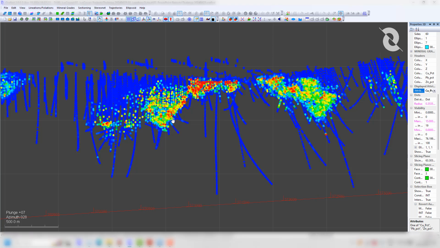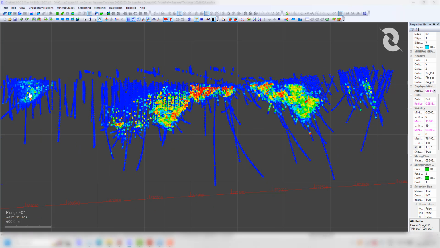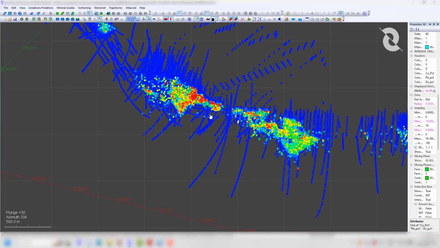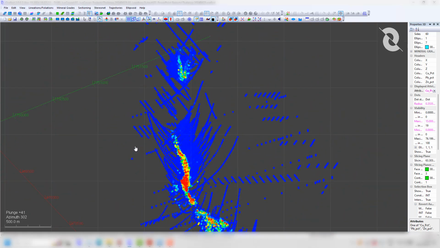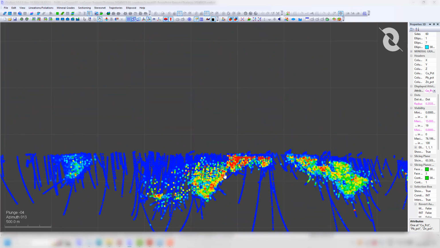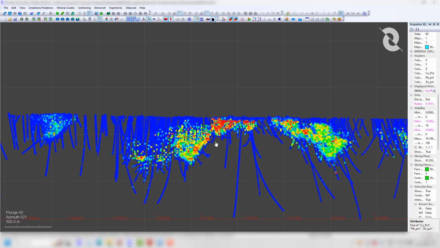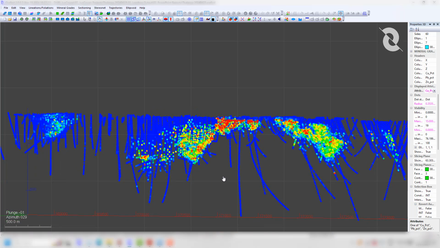And on top of that, there's a possibility that this is a fold nose, and we've seen the repeated likely fold limbs over here. You can actually see it. So I think this is more like a fold hinge that is a high grade. So that's not consistent with the fact that this could be a fault, but most likely this is a fracture that dammed up mineralization on one side.